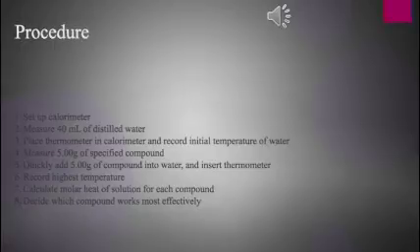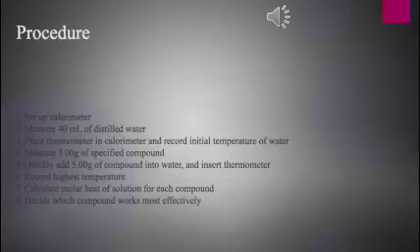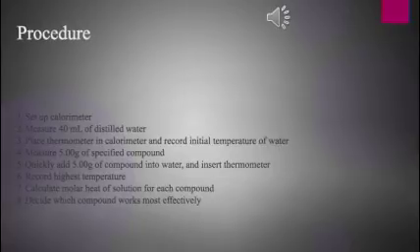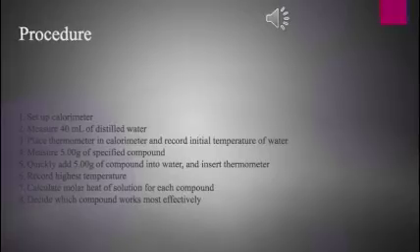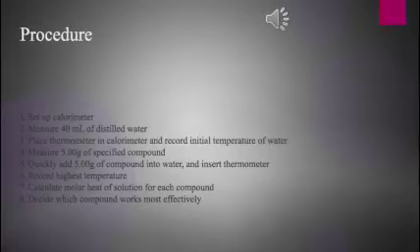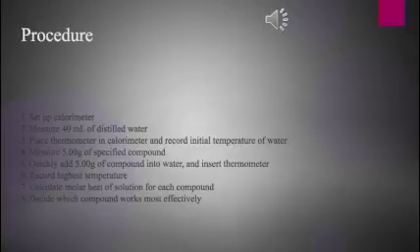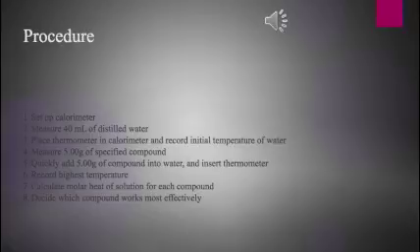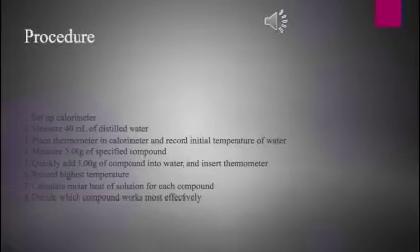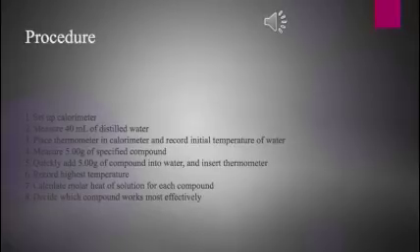The procedure for this experiment to design a hand warmer was to, first, set up the MIT certified calorimeter. 2, measure 40 milliliters of distilled water. 3rd, place the thermometer in the calorimeter and record the initial temperature of the water. 4th, measure 5 grams of the specified compound. 5, quickly add 5 grams of compound into the water and insert the thermometer.